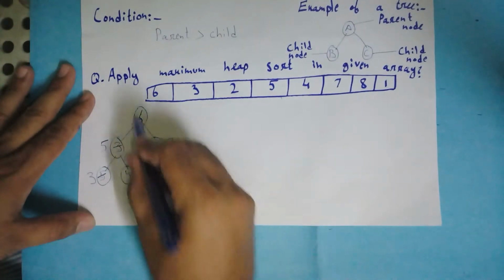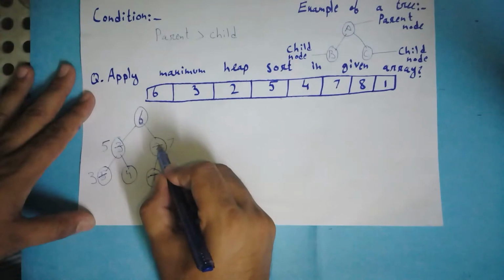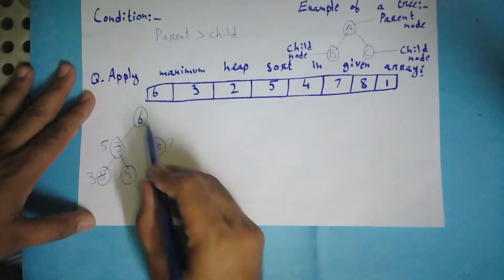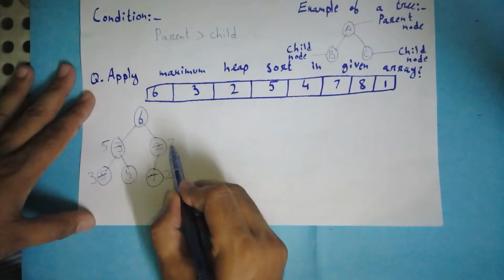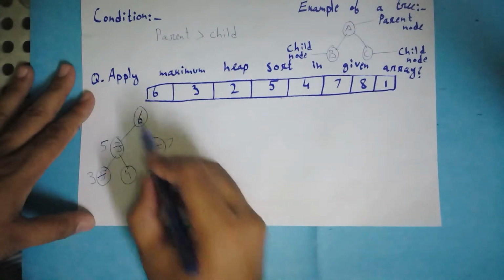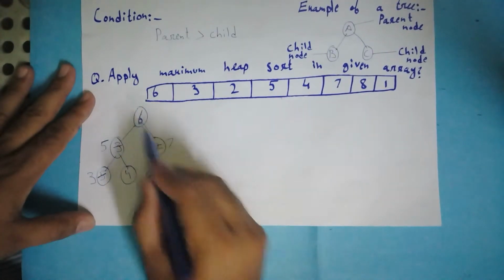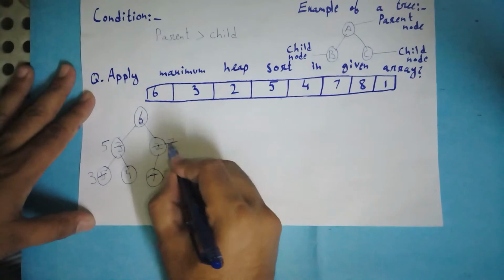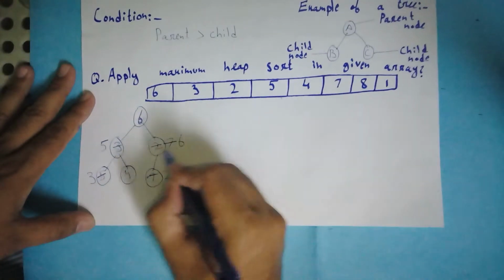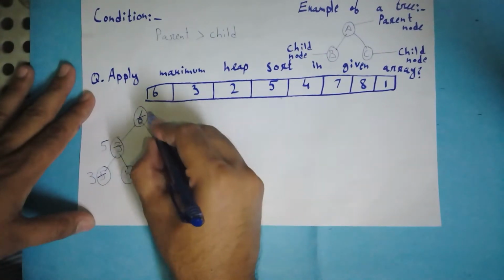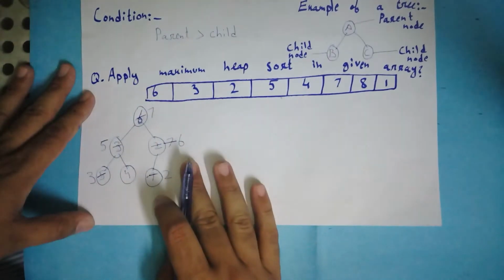Now I check that condition, because now this one is a child node of this node. Now 6 is less than 7, meaning the condition is false. So again I'll swap the value of 6 and 7. Here I'm going to write down 6, and here I'm going to write down 7. Now the condition is true.